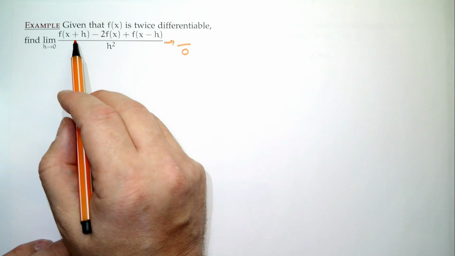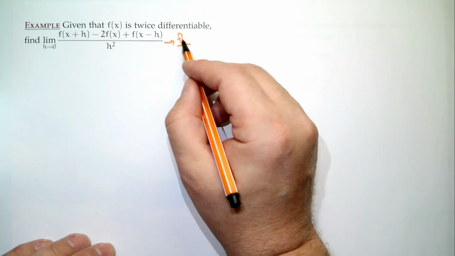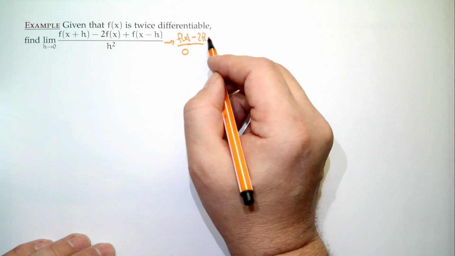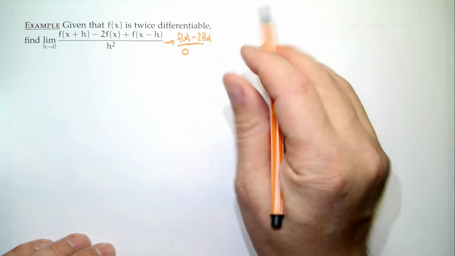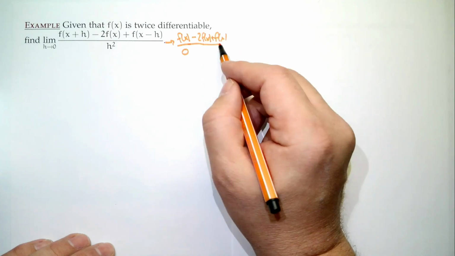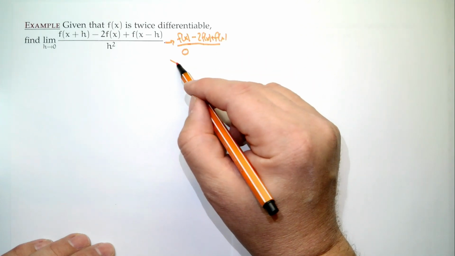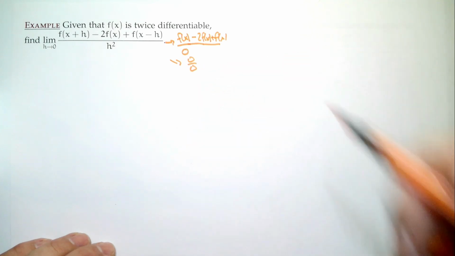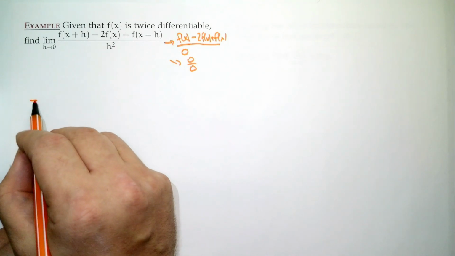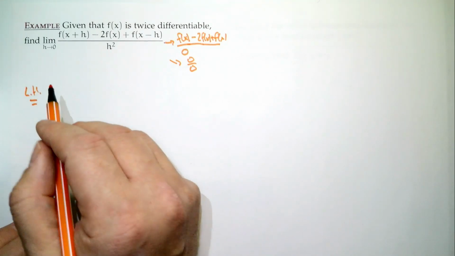what's the first term? f of x. The second term? 2f of x being subtracted. The last term is f of x being added. But notice what happens upstairs. Yeah, so it's 0 over 0. So what do we do? L'Hopital. Ah, L'Hopital.